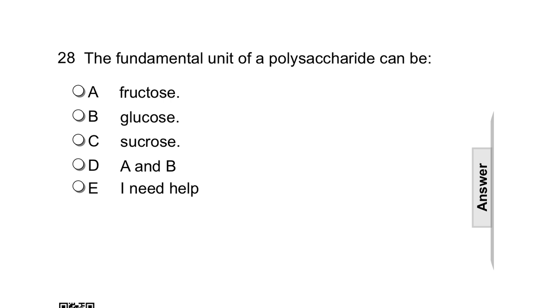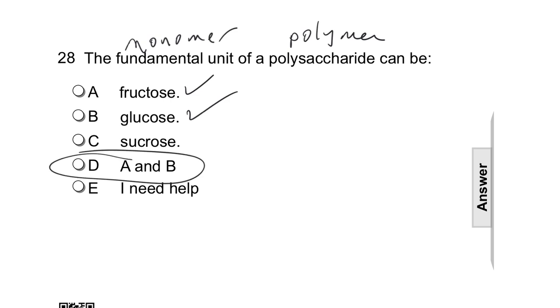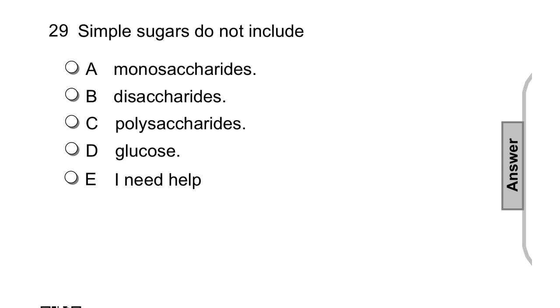So we have some more questions here. The fundamental unit. So the monomer of a polysaccharide, which is a polymer, has to be a monosaccharide. So fructose, glucose, or galactose. Sucrose is really a disaccharide, so it's not really fundamental. It's not the simplest sugar unit. So the answer is A and B. Simple sugars do not include polysaccharides, but they do include monosaccharides and disaccharides, and glucose is a monosaccharide.